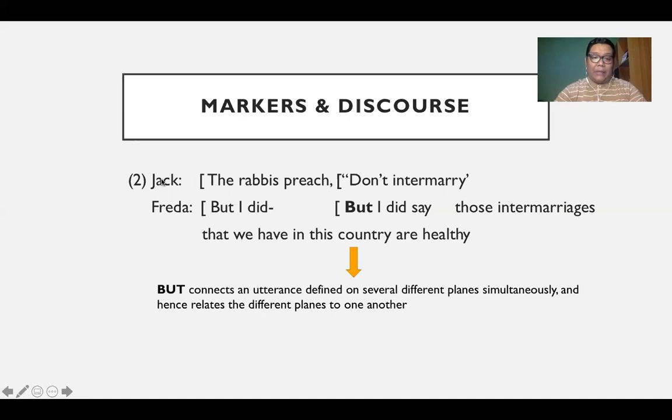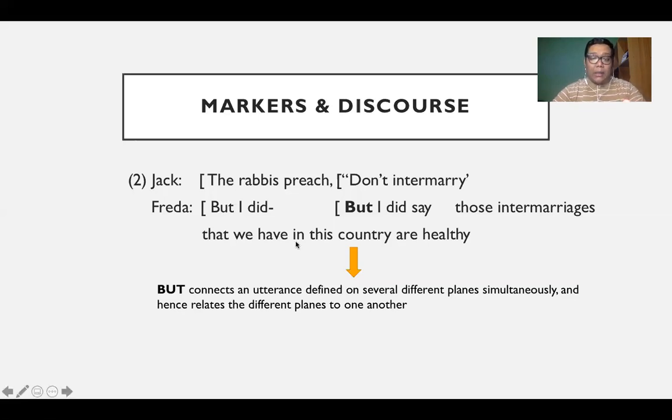Let's have another example. Here is a line delivered by Jack. "The rabbis preached, don't intermarry. But I did say those intermarriages that we have in this country are healthy." But here connects an utterance defined on several different planes simultaneously, and hence relates the different planes to one another. Now, if we look carefully at this set of interactions or conversations, we can see that there are actually a lot of units involved. For example, here, the rabbi's speech, "don't intermarry," there are already two units involved in this discourse alone.